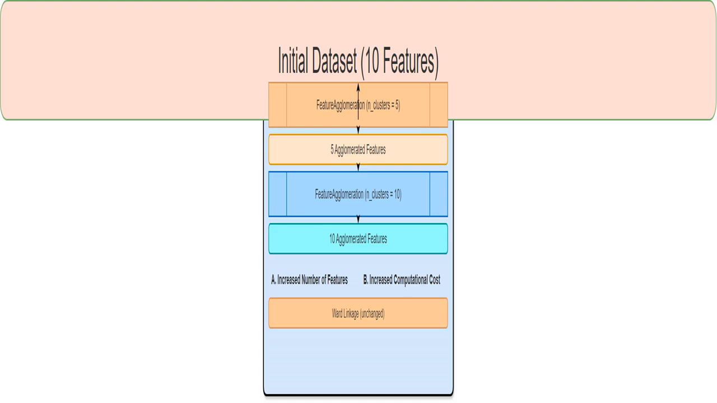I'm increasing the number of clusters in feature agglomeration from 5 to 10. This means I'm changing the number of groups I want to merge my features into. Think of it like sorting toys. Instead of putting them into 5 boxes, I'm now using 10 boxes. This directly affects how many final features I get.